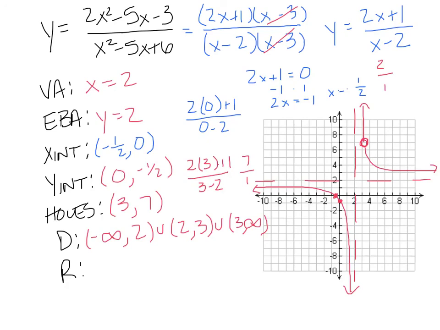Now for our range, bottom to top. We go from negative infinity all the way up to the end behavior asymptote. Then we have to start up again right after that. We stop at the y value of the hole. Start up again after the hole and continue to infinity.